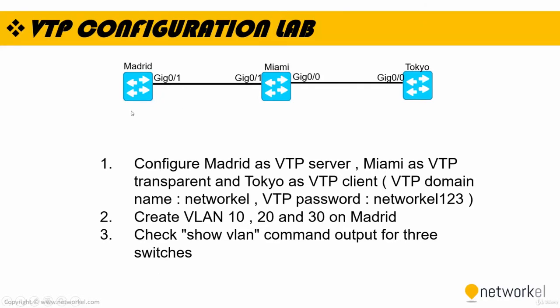Because of this, I configured Madrid as VTP server. I configured Madrid as VTP server and Miami as VTP transparent and Tokyo as VTP client. And I created 3 VLANs on Madrid, VLAN 10, 20 and 30. These VLANs were not in the show VLAN table of Miami, but I could see those VLANs in the Tokyo show VLAN output.